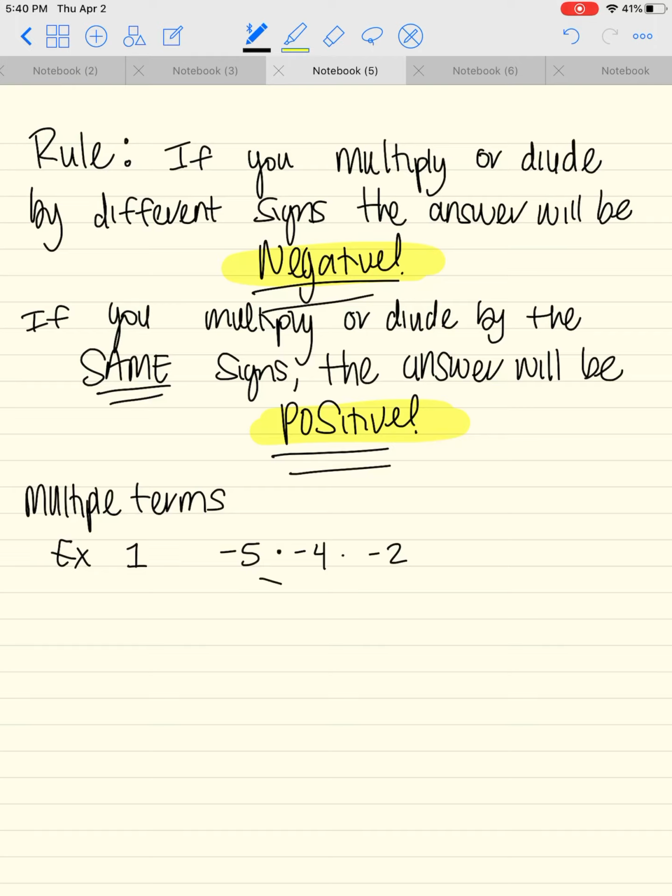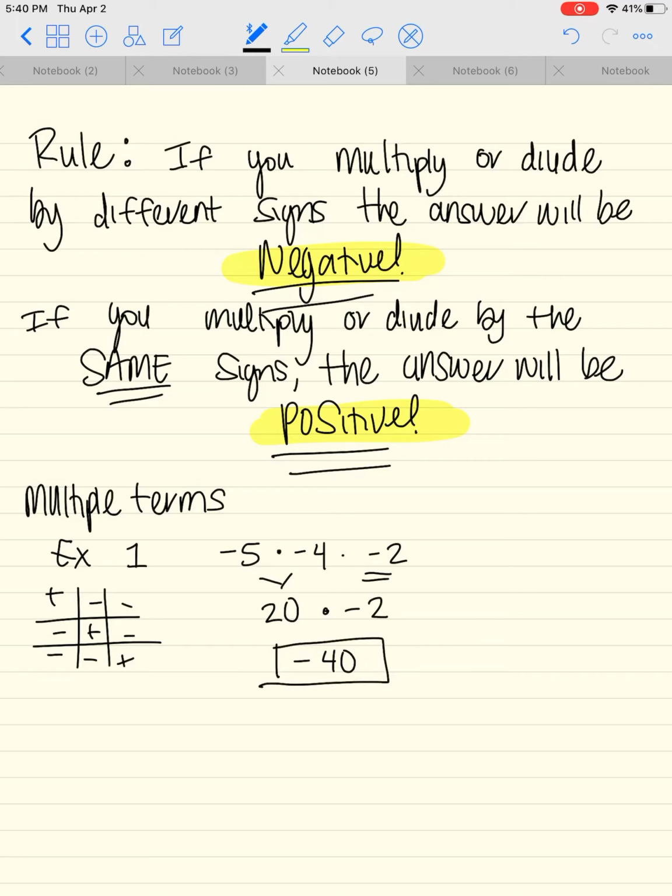So let's go ahead and take a look at first what negative 5 times negative 4 is. And if I do my little tic-tac-toe, because I might have forgotten what a negative times a negative is, or you might just have to remember, okay, same sign as positive. Two negatives is a positive, so therefore this is positive 20, times, don't forget this guy over here, negative 2. Different signs is negative. 20 times negative 2 is negative 40. I ended up with a negative number.